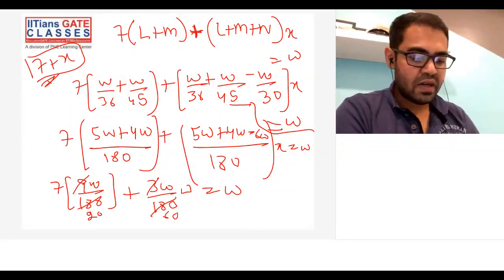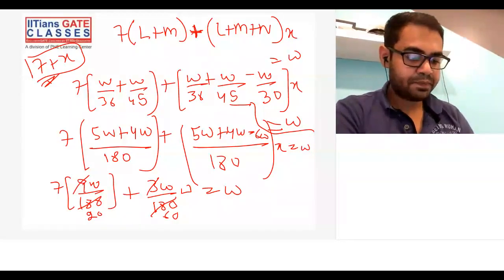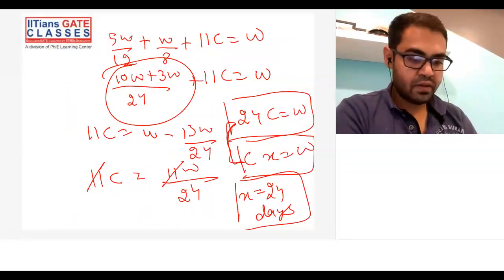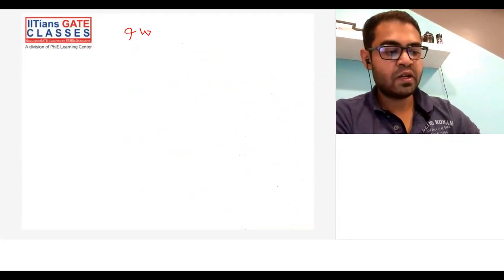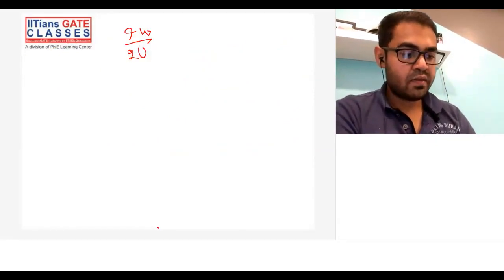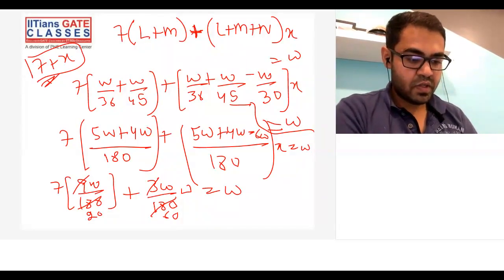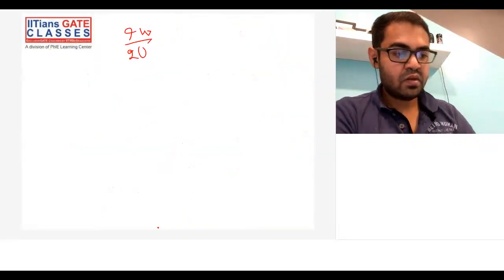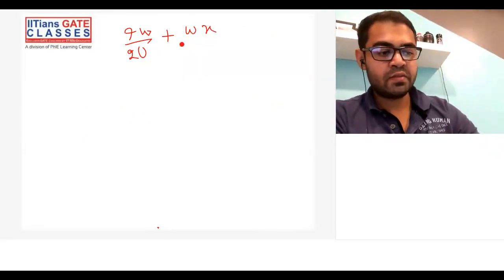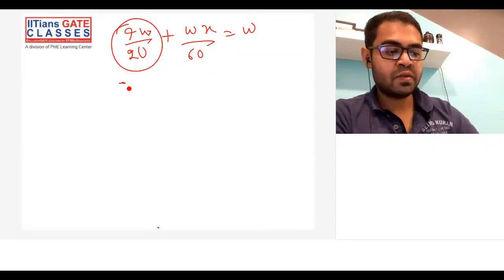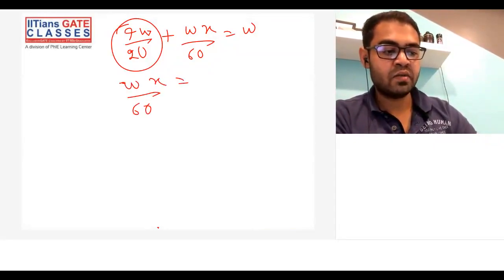So I'll just rewrite the equation once again. 7W by 20 plus WX by 60 is equal to W. So this you can send on the RHS. So this becomes W times X by 60 is equal to 13W by 20.